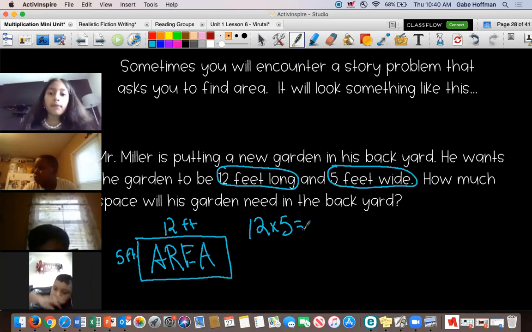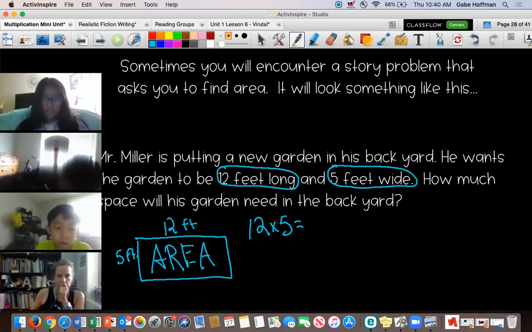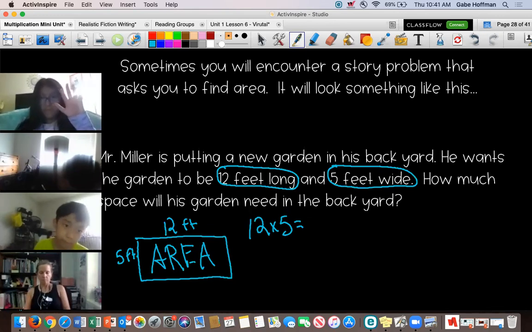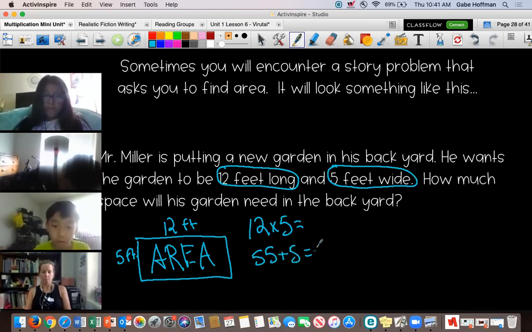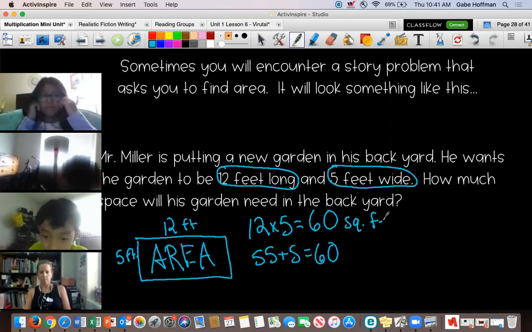Now, this is where we can use a lot of strategies, but I'm just going to say one that I like to use. We just did 11 times 5. What was 11 times 5? 55. So if 11 times 5 was 55, we can just do 55 plus one more 5 and get 60. And so our answer is 60 what? 60 square feet, because our unit was feet. So 60 square feet. Okay?